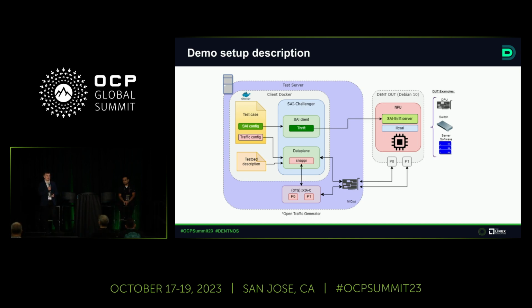At this moment, it's Debian 10 based with SAI's Thrift server running on it. We have 2 ports connected. And the whole idea here is that with this we can test small-rate PPS, like functional tests, maybe to define that the MAC was changed, that the VLAN was switched, or something.